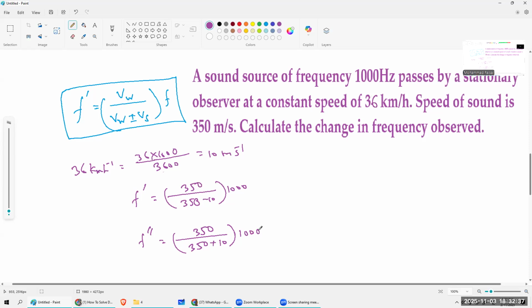When you want the observed frequency to be bigger than the source frequency, then the denominator has to be smaller.